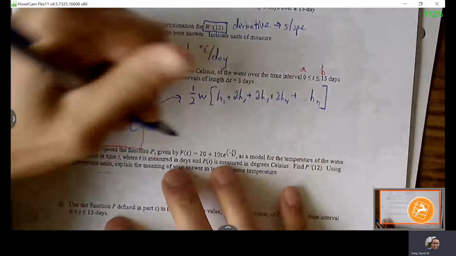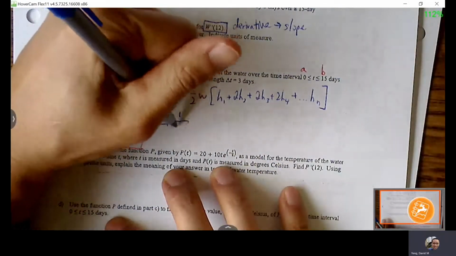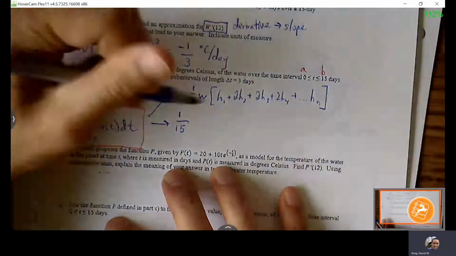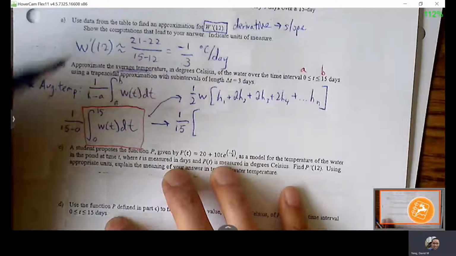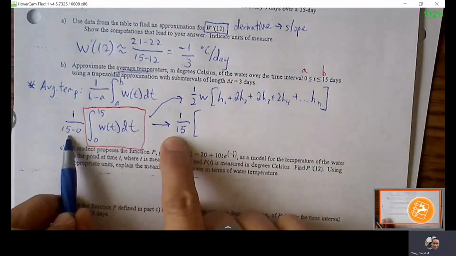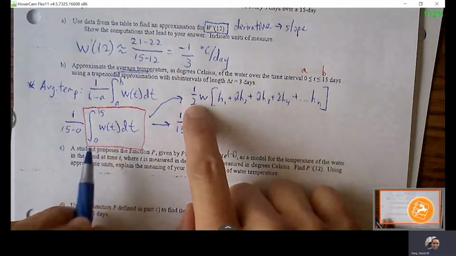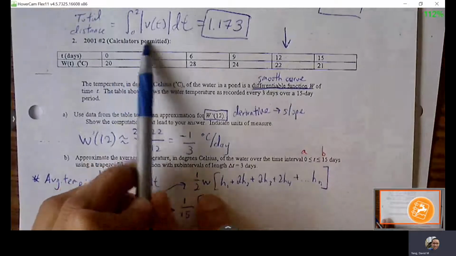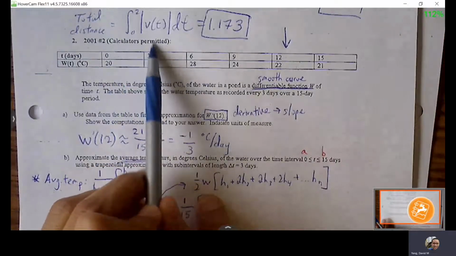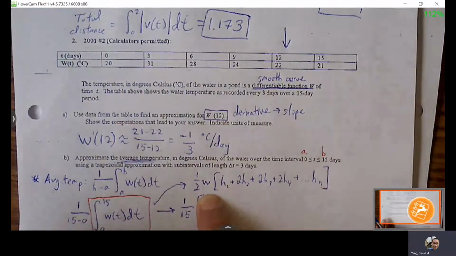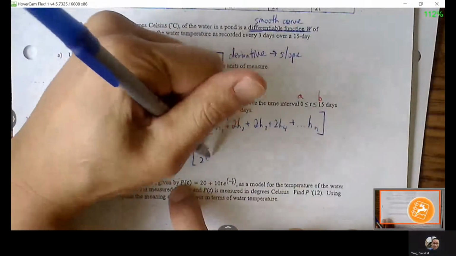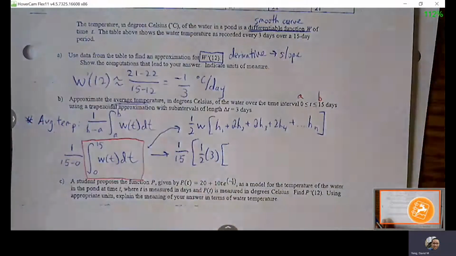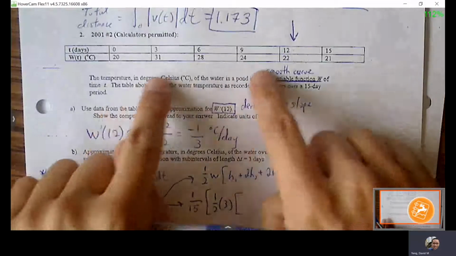So I'm just going to show the calculation here, and then we'll skip to the calculator. So 1/15 starts this off, and then we go to our area formula: 1/2 times the width. The width is every 3 days, right? Every width of the subinterval is 3. And we're just going to add up all the temperatures. Those are the heights of our trapezoid.